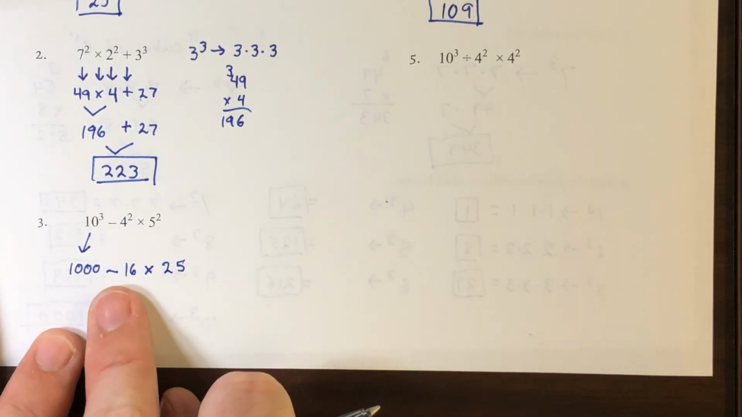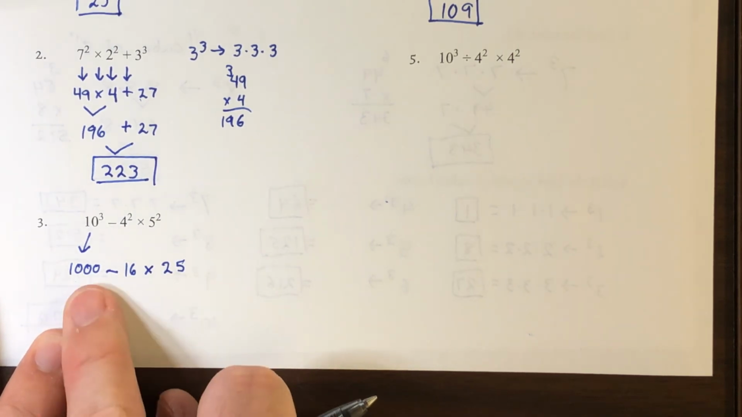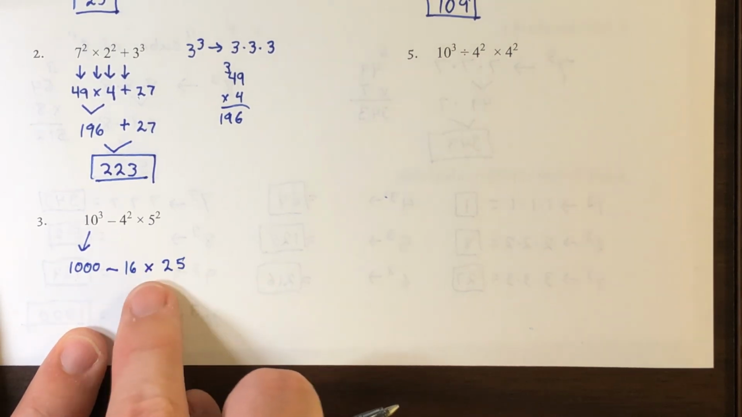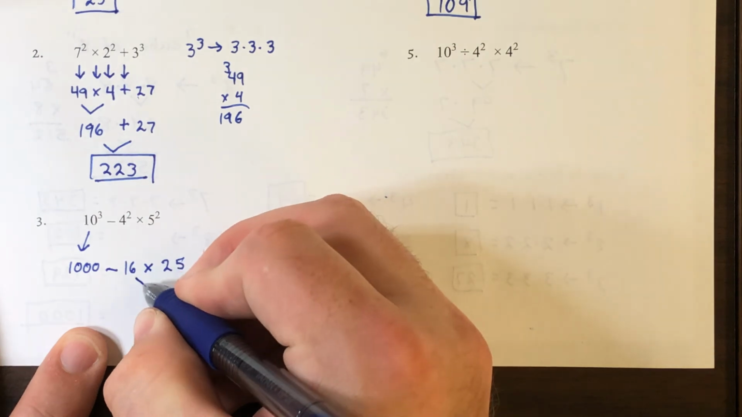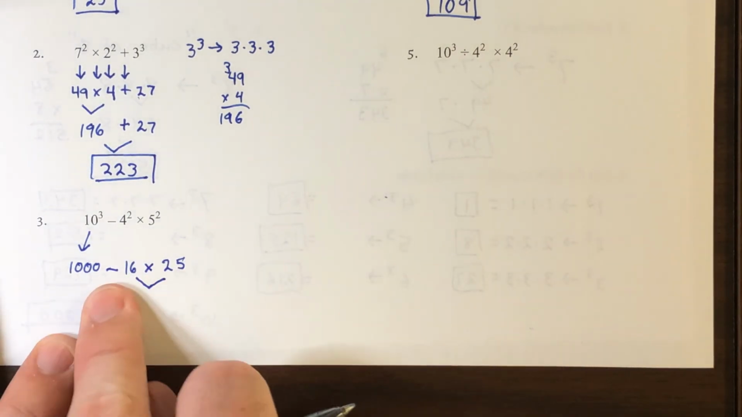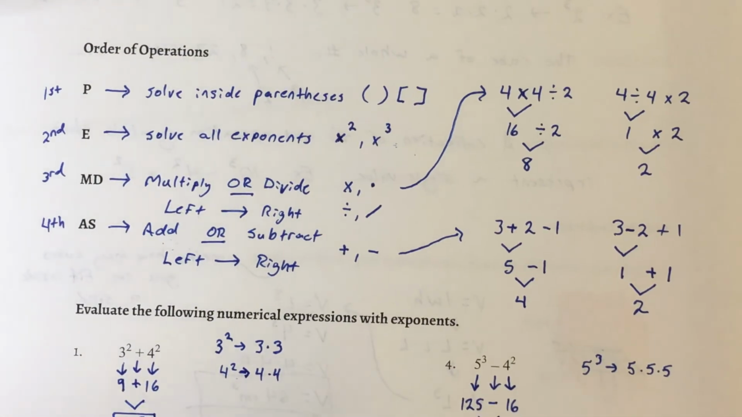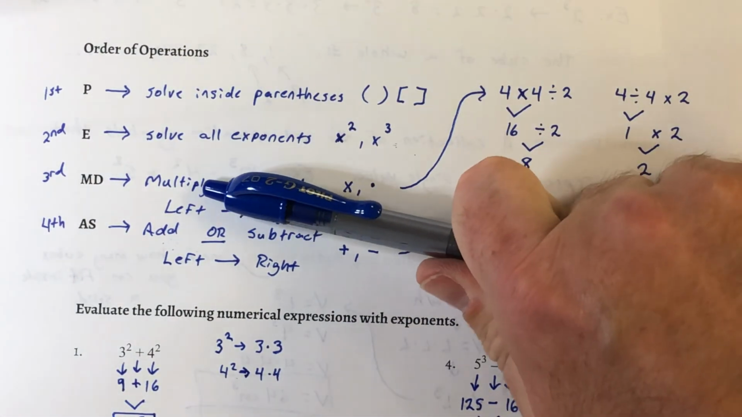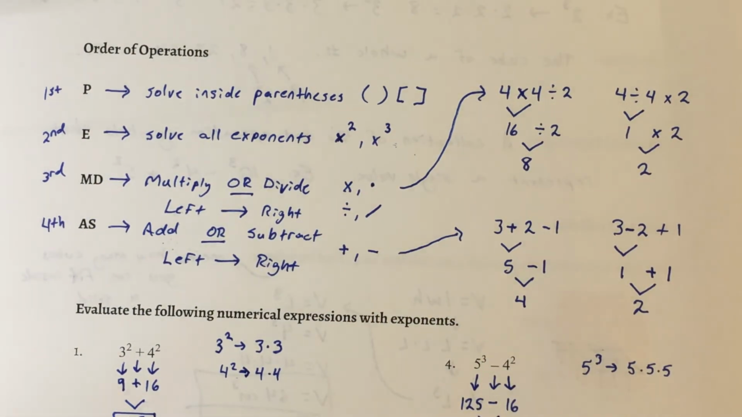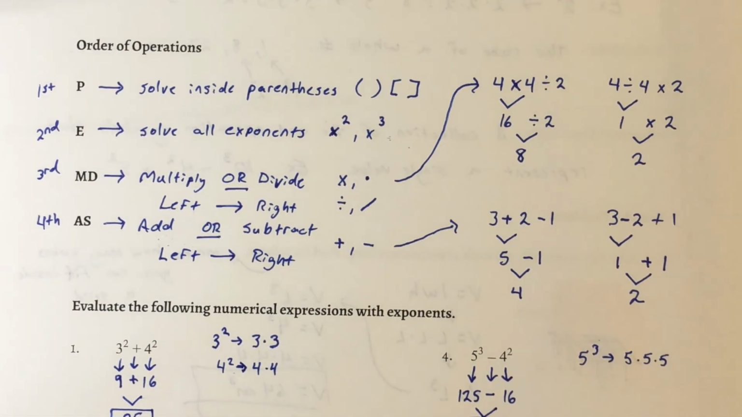All right, next step. Go through your processes again. Are there parentheses? Nope. Are there exponents? Nope. Is there multiplication or division? Yes. Multiplication. So we must do 16 times 25 first. Do not subtract. Our order of operations clearly says that you must multiply or divide before addition or subtraction. You don't do what you want to do. You have to follow the steps.